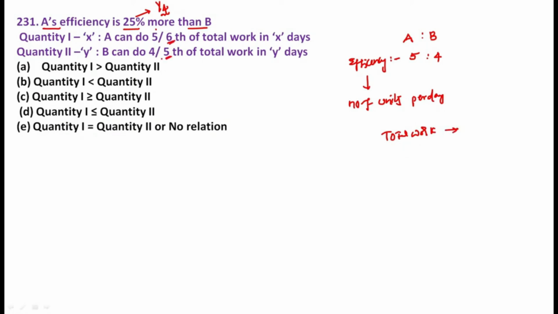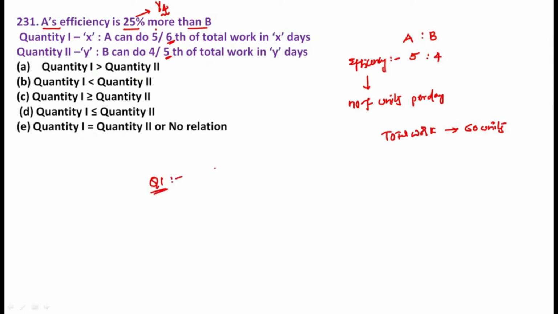Now I am taking 5 and 6. For the common multiple of 5 and 6, either you can consider 30 or you can consider 60, your wish. Now I am taking the total number of units as 60. Now the question: here you have to identify the quantity 1 value.